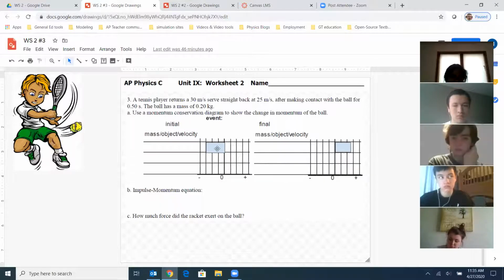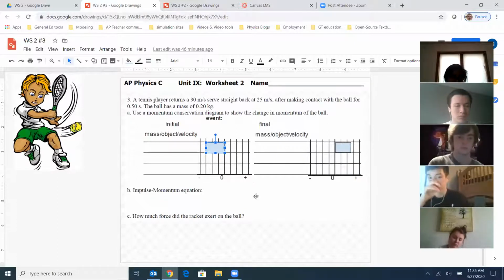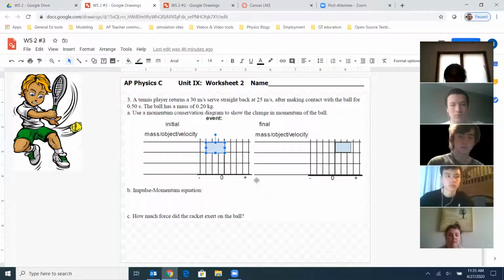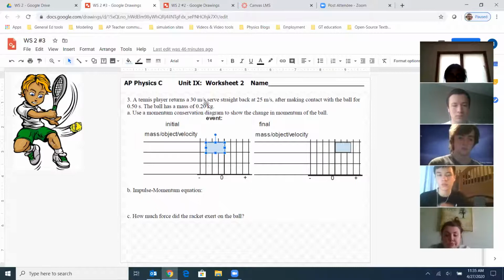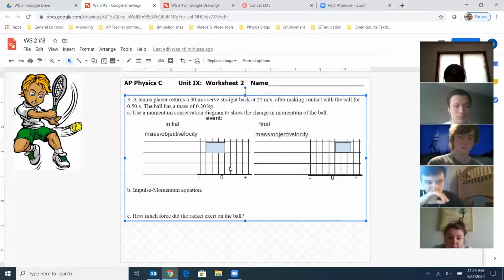So this blue is going to represent the ball, and I'm just making it 1 unit tall. And I'm saying to the left is negative. So this is 30 meters per second to the left. So notice I have it as 3 units to the left.